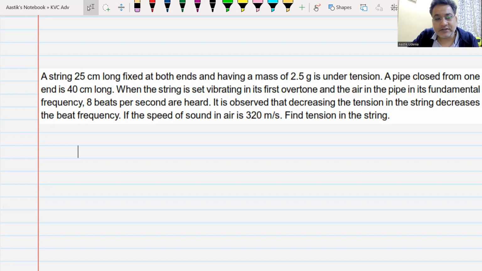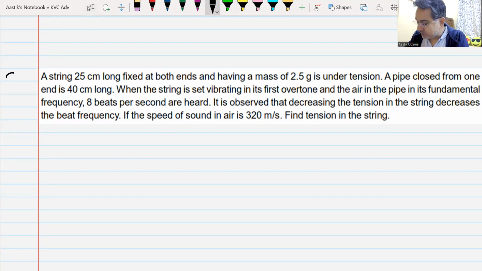I'll give you 3 minutes to do it. Do it calmly. It encompasses everything that we have done: standing waves in strings, standing waves in air columns and beats together. Take your time. Let me know once you are done, and let us move ahead.